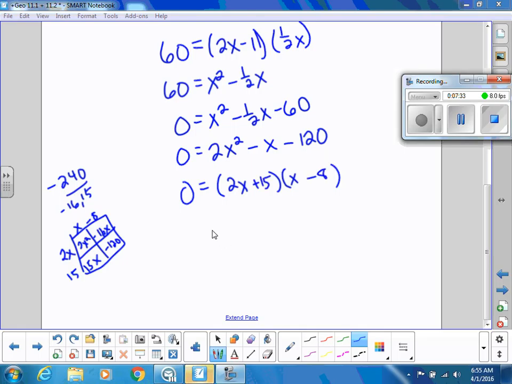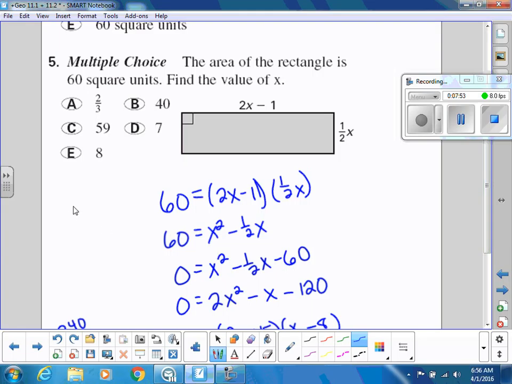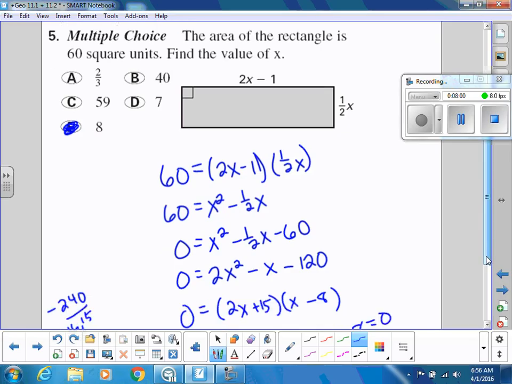So if I set each of those equal to 0, I'm going to get x is equal to negative 15 halves, which is negative 7.5. And then this is going to be x is positive 8. So if we go up here, the only thing that makes sense, a negative wouldn't make sense, so we would pick positive 8.